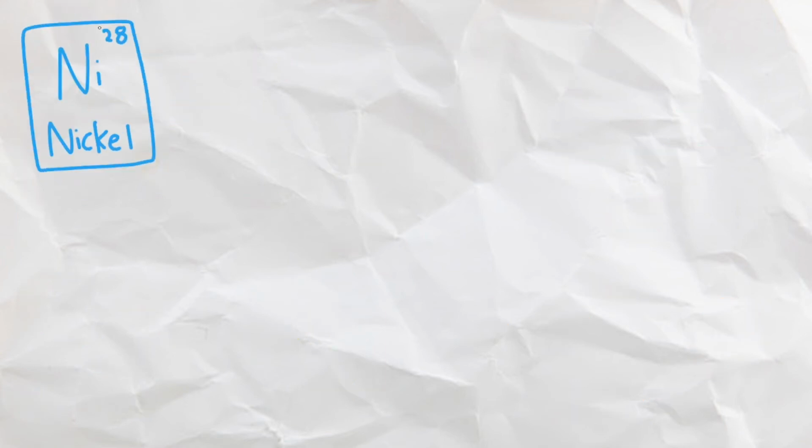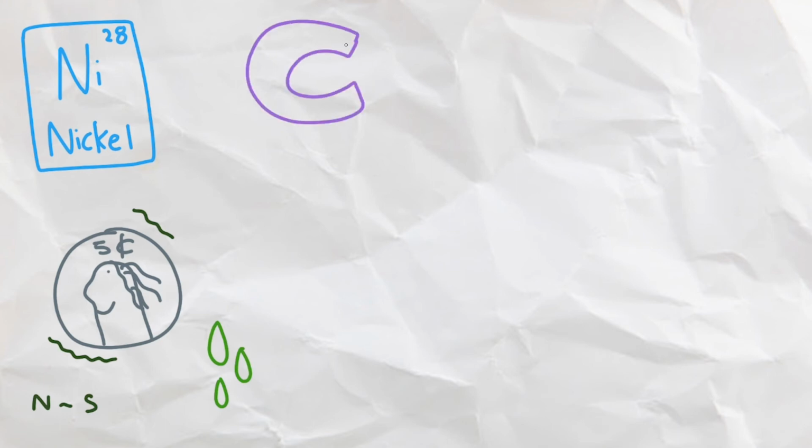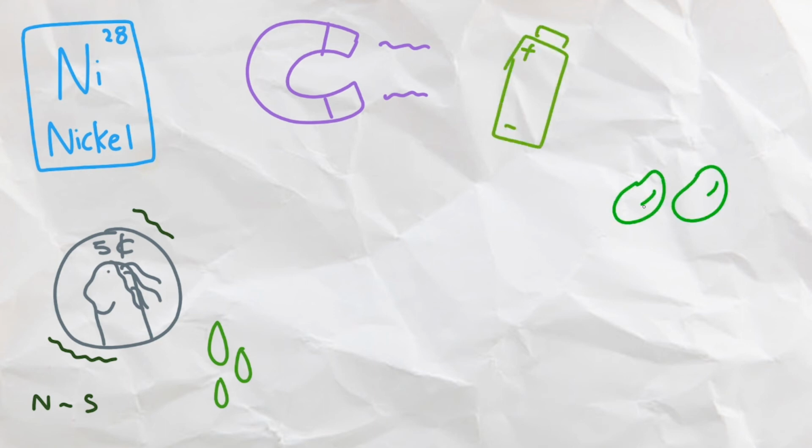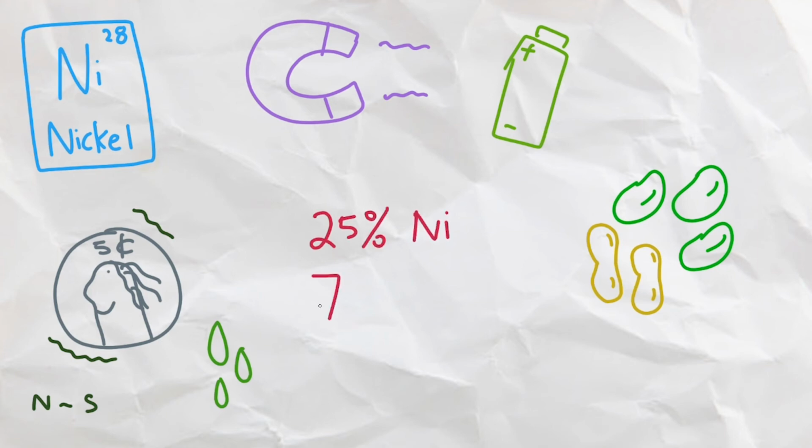Next, we have nickel, which is also a magnetic metal that resists corrosion, and nickel alloys, as mentioned before, are used in stainless steels and powerful magnets. Nickel is also commonly used to make batteries and coins, and surprisingly, certain foods such as baked beans and peanuts actually contain some nickel. However, disappointingly, a US nickel is only 25% nickel, having copper covering the other 75%.